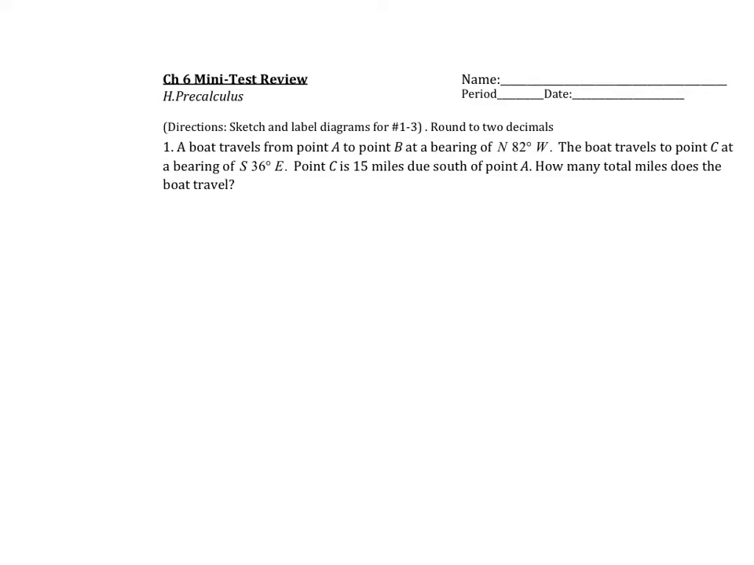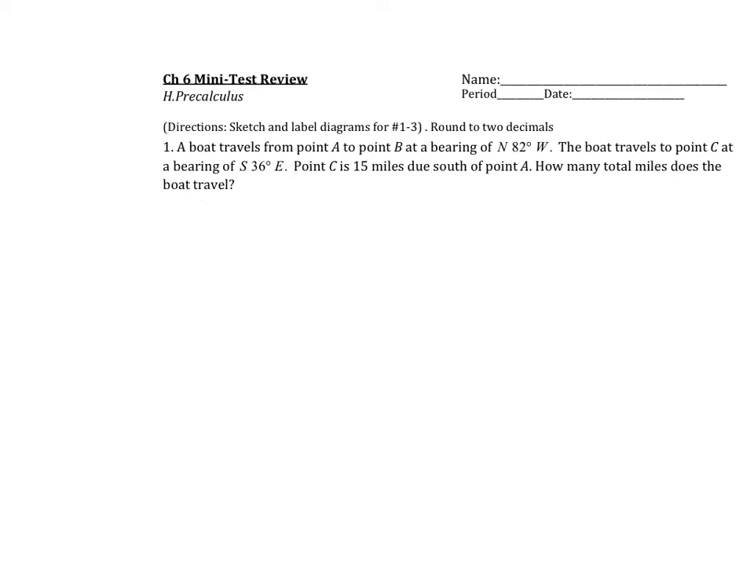Here's a problem on Chapter 6, Review, just some word problems, practicing drawing and solving. A boat travels from point A to point B at a bearing of north 82 degrees west. The boat travels to point C at a bearing of south 36 degrees east. And then we know that point C is 15 miles due south of point A. How many total miles does the boat travel?